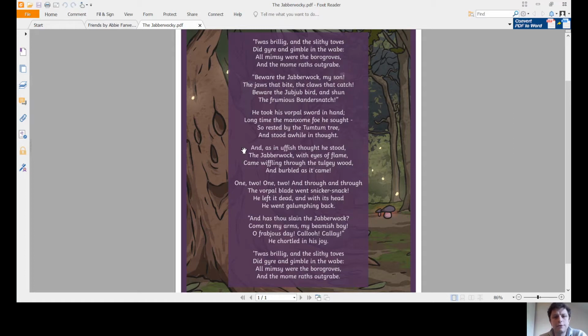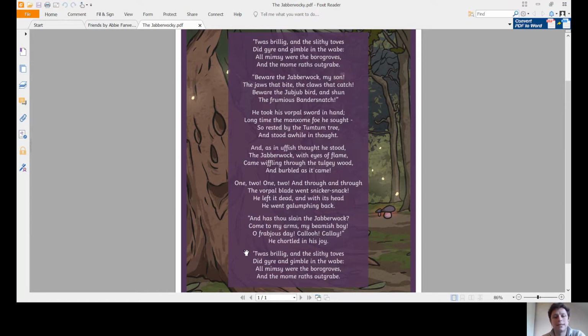And as in uffish thought he stood, the Jabberwock with eyes of flame came whiffling through the tulgey wood, and burbled as it came. One, two, one, two, and through and through the vorpal blade went snicker-snack. He left it dead, and with its head he went galumphing back. And hast thou slain the Jabberwock? Come to my arms, my beamish boy. O frabjous day, callooh, callay, he chortled in his joy.